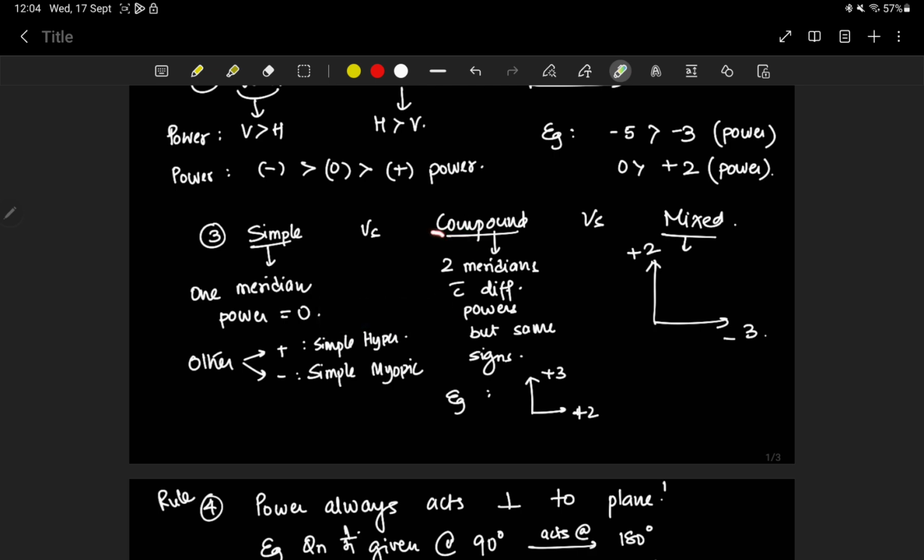Now what do I mean by compound astigmatism? Compound astigmatism means the two meridians will have different powers, like 3 is different from 2, not the same, but having the same sign.